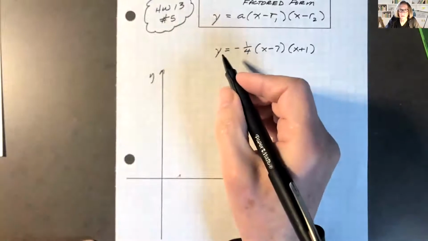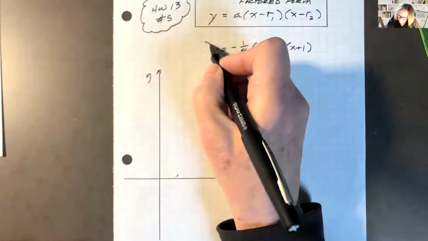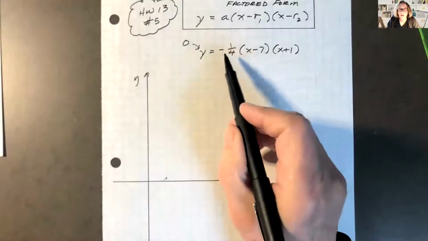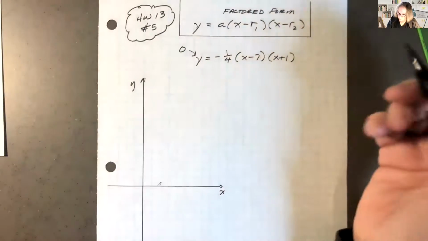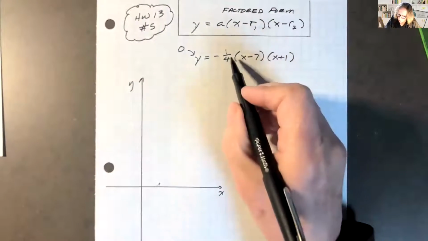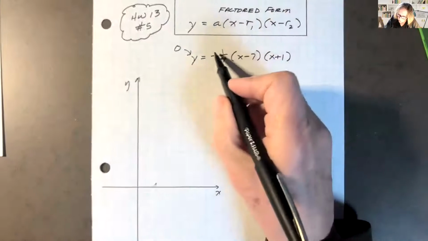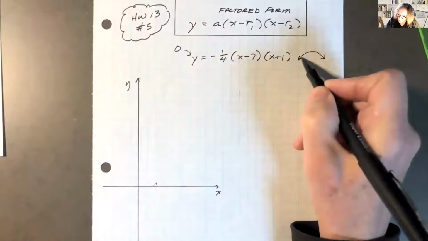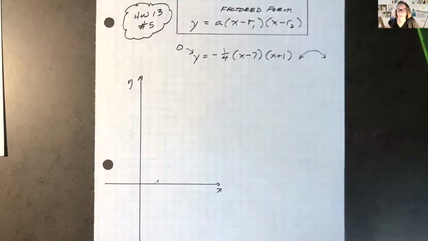So basically, if you set this equal to 0, and you look at this, the negative 1/4 tells us, first of all, that no matter what these equal, the graph is going to open down because it's negative, and it's probably going to be kind of wide. So I'm expecting something like this.